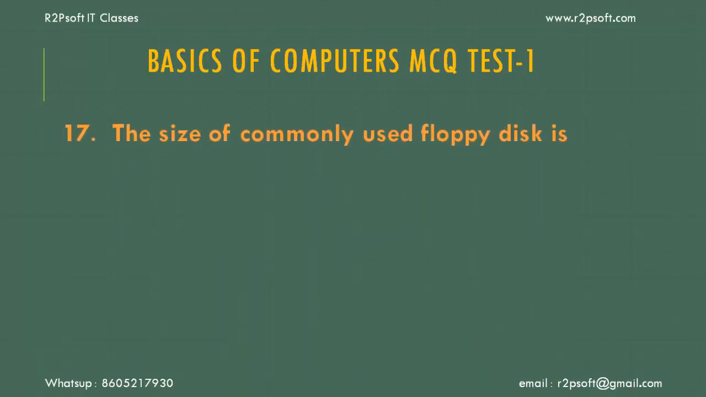17. The size of commonly used floppy disk is A. 4.5 inch, B. 3.5 inch, C. 3.25 inch, D. 5.5 inch, E. None of these. Answer is B. 3.5 inch.